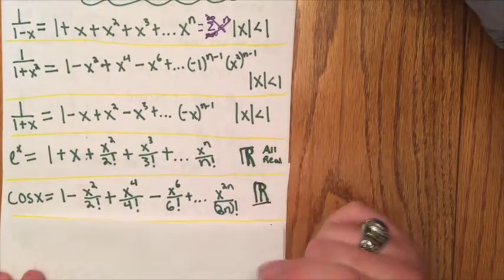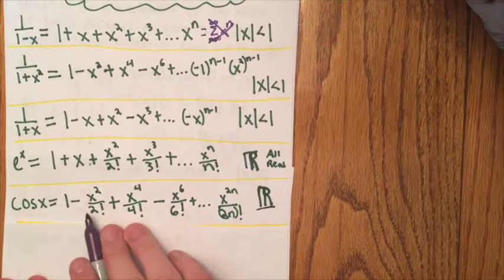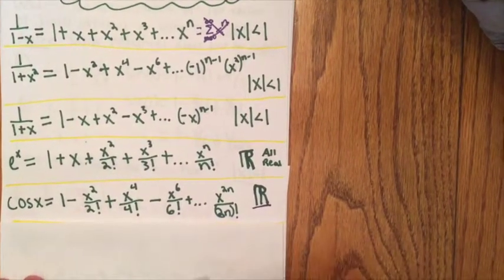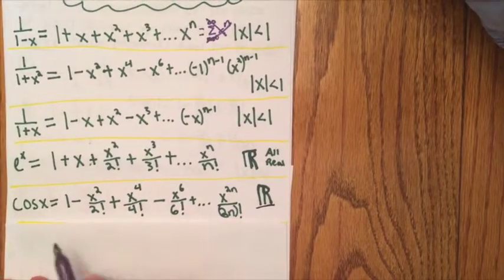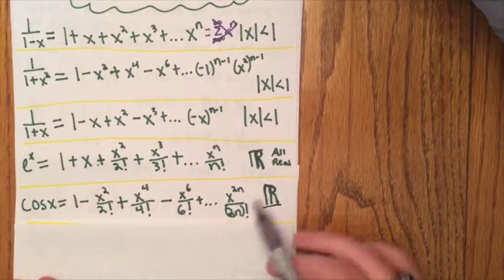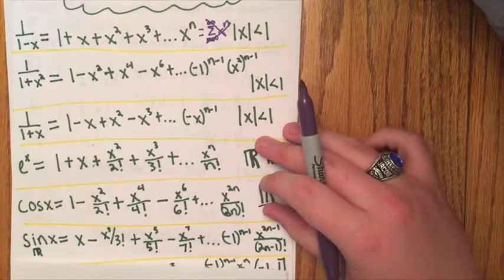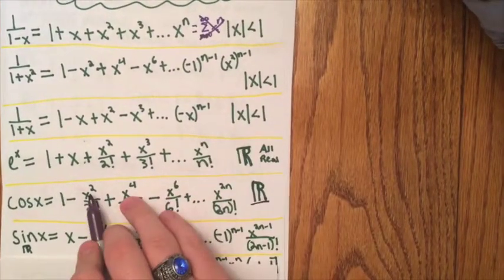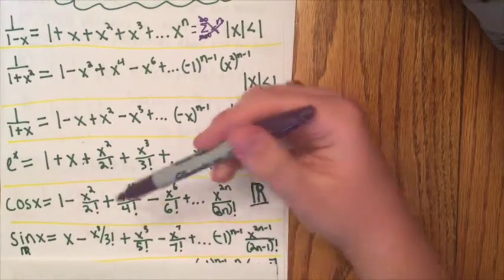And just so you know, for sine x, how I know the exponents and the type of factorials we have on the bottom is that this is an odd series, which means it will have odd exponents and odd factorials. Our next series is sine x.